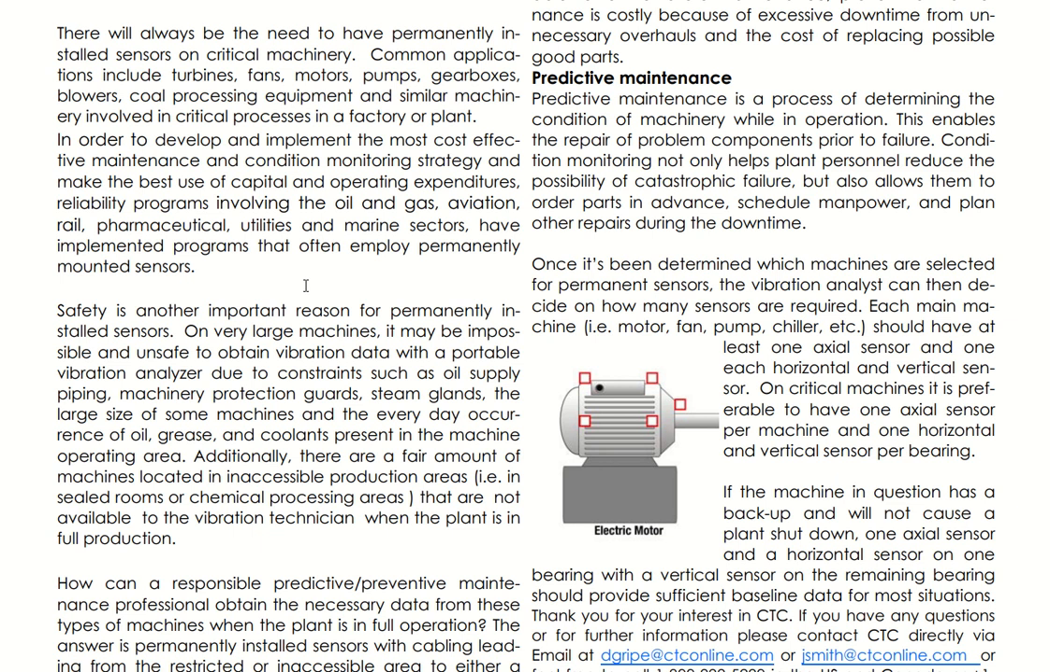Plus, there's a fair number of machines located in inaccessible production areas, right? Like there are some machines in the chemical processing areas which are prohibited for humans. You cannot go because the temperature would be too high or the smell would be too bad. It would not be convenient to go. Or there are rooms that are sealed, right? There are rooms that are close to boilers. You cannot go there. The temperature is too high.